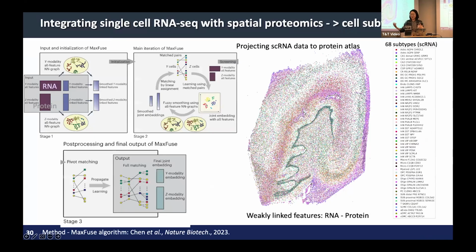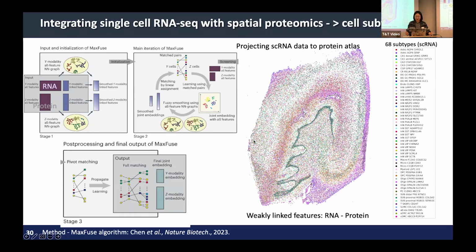RNA, like if you look at GFAP and vimentin, either they are very highly correlated in astrocytes or they are not expressed at all in neurons. So we are using a state-of-the-art method called MaxFuse, where we can project the single cell reference data onto the proteomics data. This is the very first method that can integrate single cell RNA data with protein data.